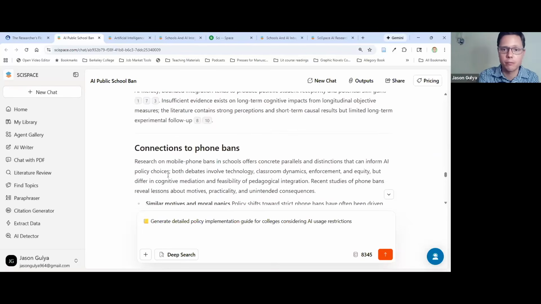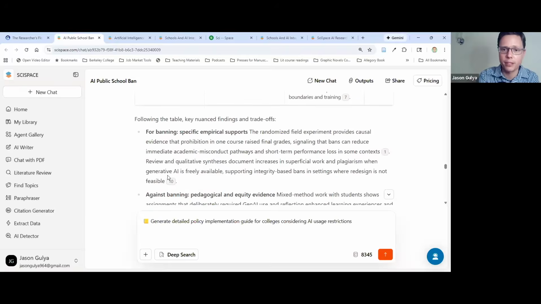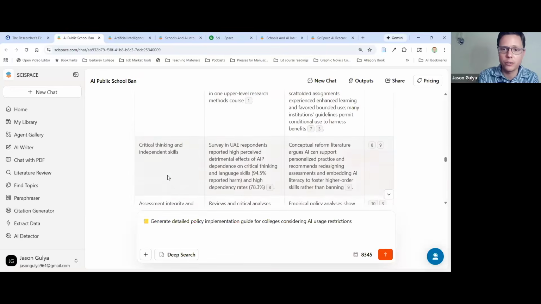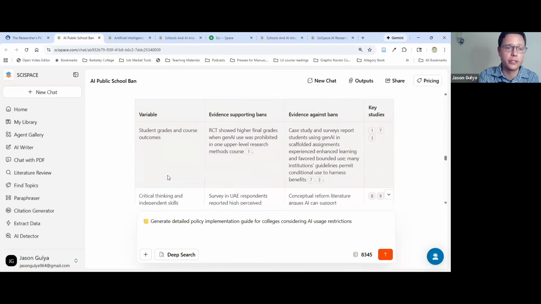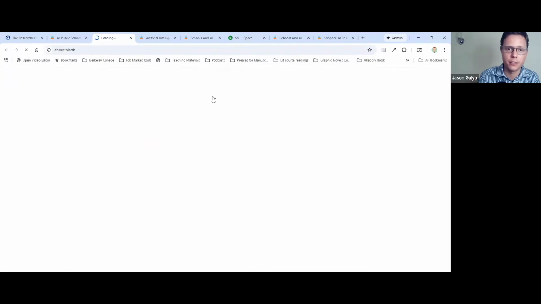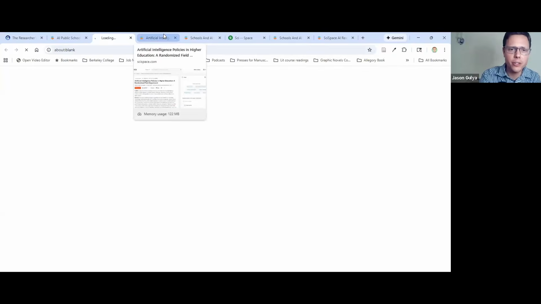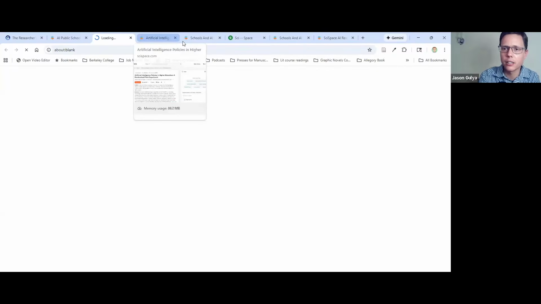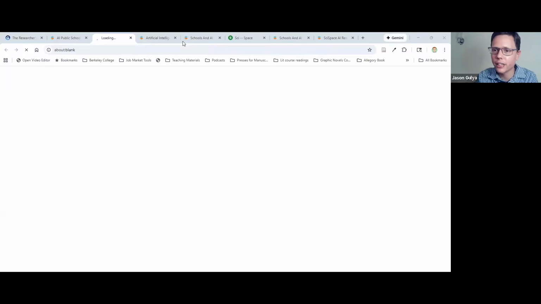Second thing I do, and I mentioned this already, I'm going to go through and look at this table. This is very, very useful. And I'm going to look at those key studies. So here, I can click on here. And I'll take a second. Usually it's pretty quick. Actually, I'm going to take this second to make sure.